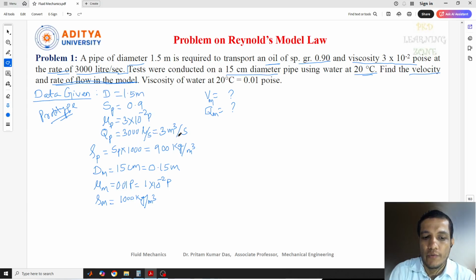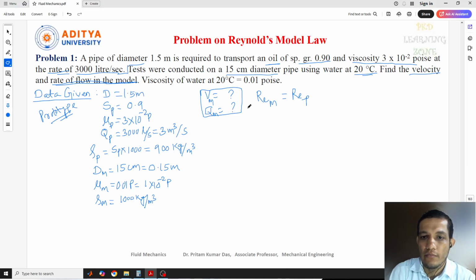Now we need to apply the equation we derived in our last lecture. For the pipe flow, we need to validate the dynamic similarity, which is obtained from the Reynolds model number. So the prototype and model should be equal. Let's write the Reynolds number for the model and the Reynolds number for the prototype; both should be equal.